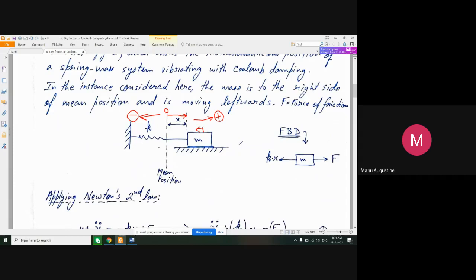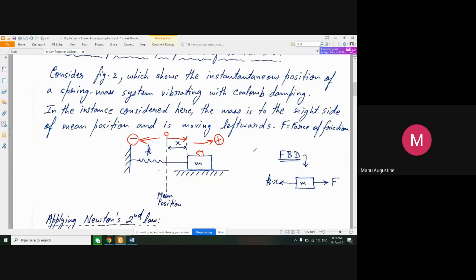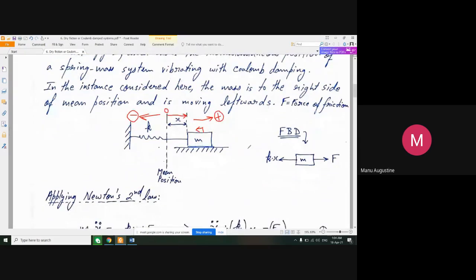You capture the instantaneous position, and in that position you see whether the displacement is being measured towards the right or it is being measured towards the left. So whichever direction the instantaneous displacement is being measured, by default we take that direction as the positive direction. Okay, so in our case, the right side is the positive direction.